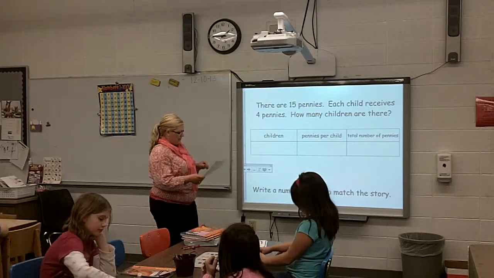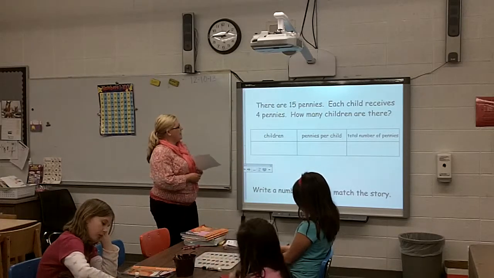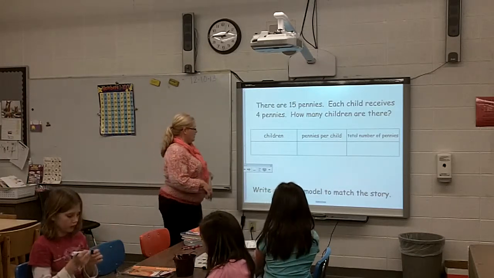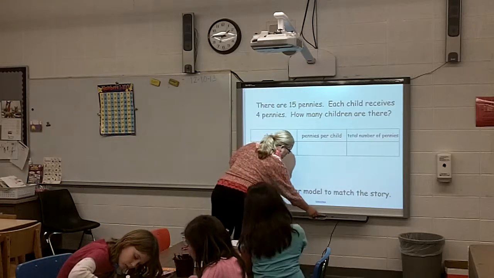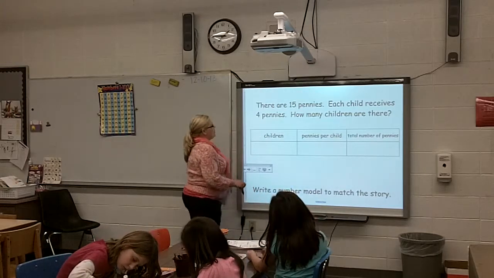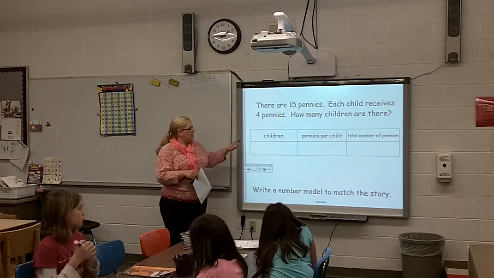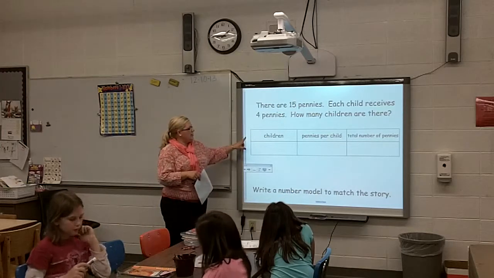Here is another problem. There are 15 pennies. Each child receives 4 pennies. How many children are there? So if I'm using my division, before you start with your manipulatives and your whiteboard, before we start, let's think about our multiplication division boxes.